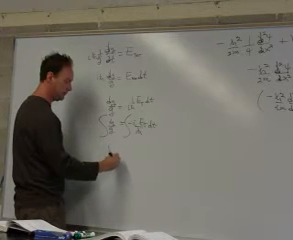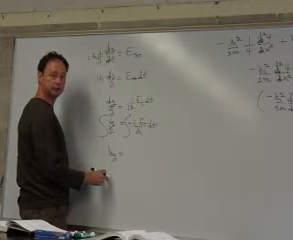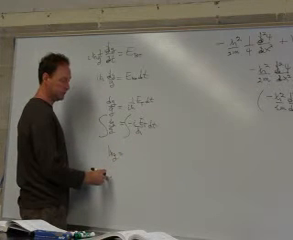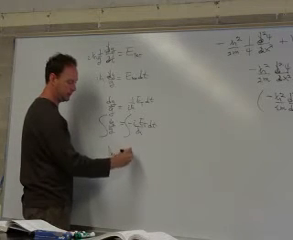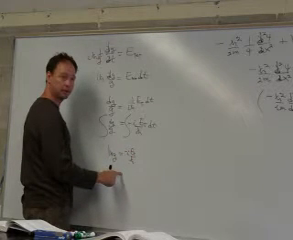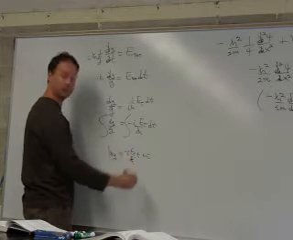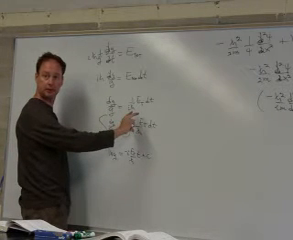Log g equals minus i E total over h bar times t, plus c, because I solved the indefinite integral. I didn't put in limits, right?